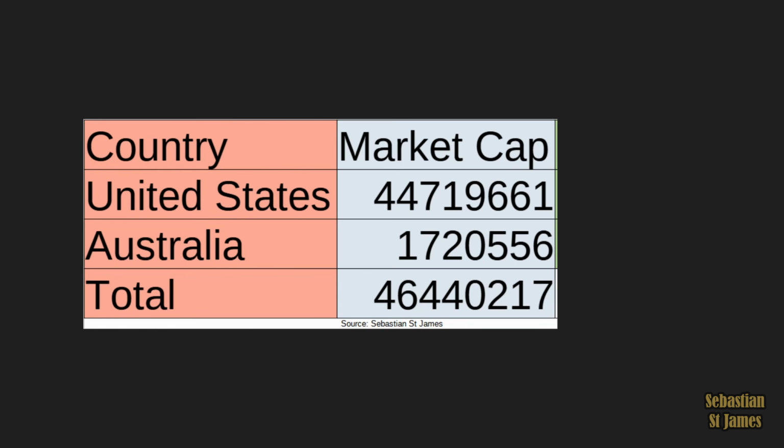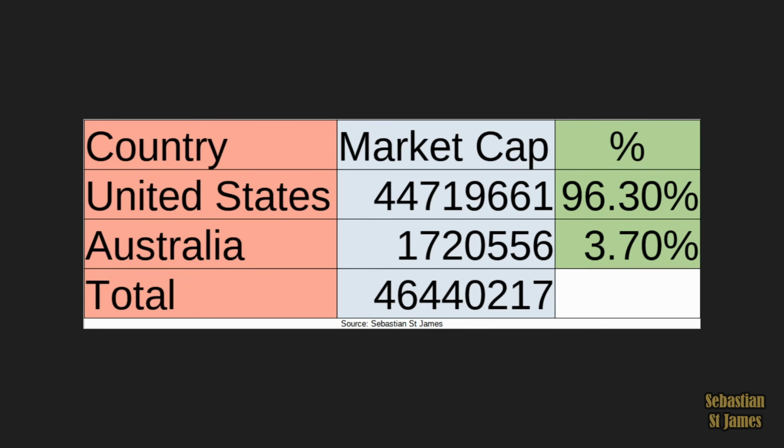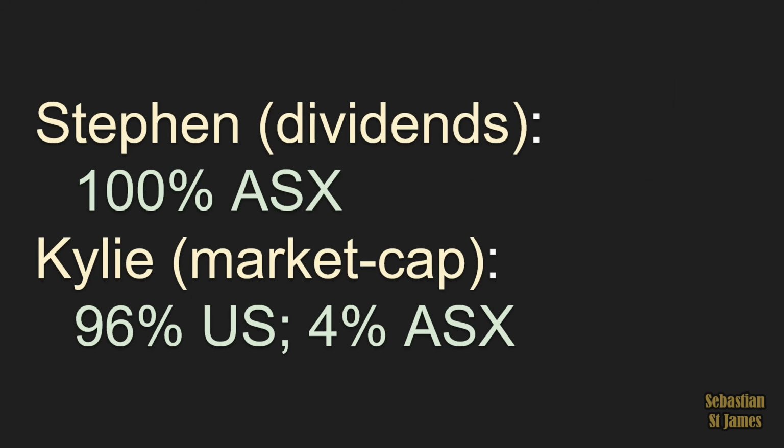So if you're asking the question, how much money should I put in the US? How much should I put in Australia? An obvious way of looking at that is to look at the market capitalization, and we'll do that in a chart right now. United States is 44 trillion, Australia's 1.7 trillion, add them up, it gives 46. Of that total, United States is 96.3% of it, Australia is a measly 3.7% of it. So there's your answer for that. If you believe in market cap weighting, well, we'll extend it across to the world, and there are your percentages right now. So Kylie invests 96% in the US and 4% in the Australian Stock Exchange.